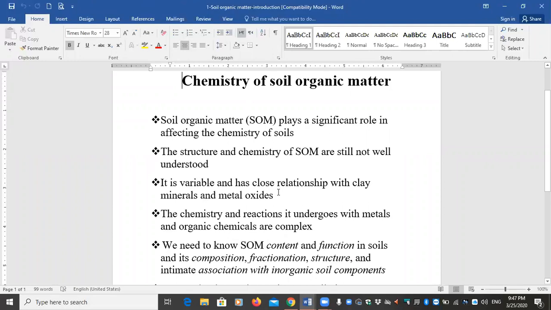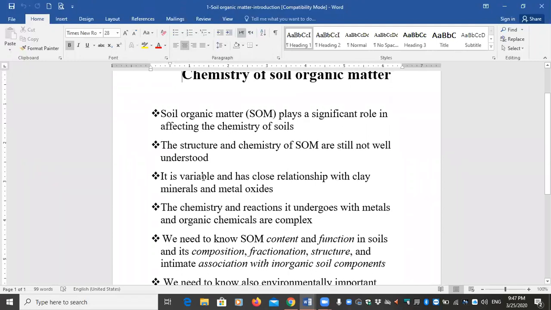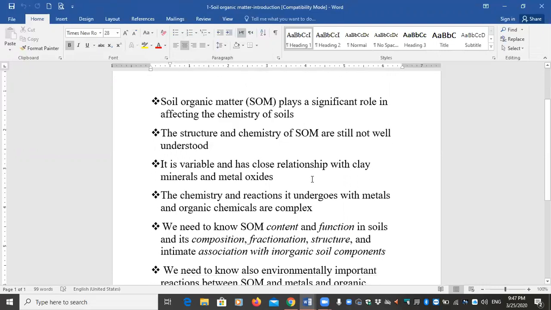It's variable and has a close relationship with clay minerals and metal oxides. It's variable, that means it's not all the same. When we say organic matter in soil, it doesn't mean it's always the exact same thing wherever you go. And it has a very close relationship with clay minerals and metal oxides, with the inorganic part of the soil. Close relation, they are almost always together in the same soil, in contact, in close relationship.